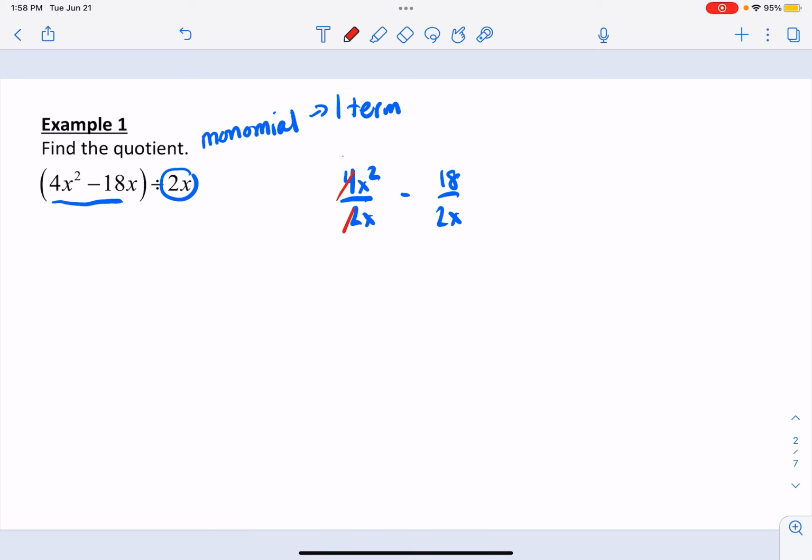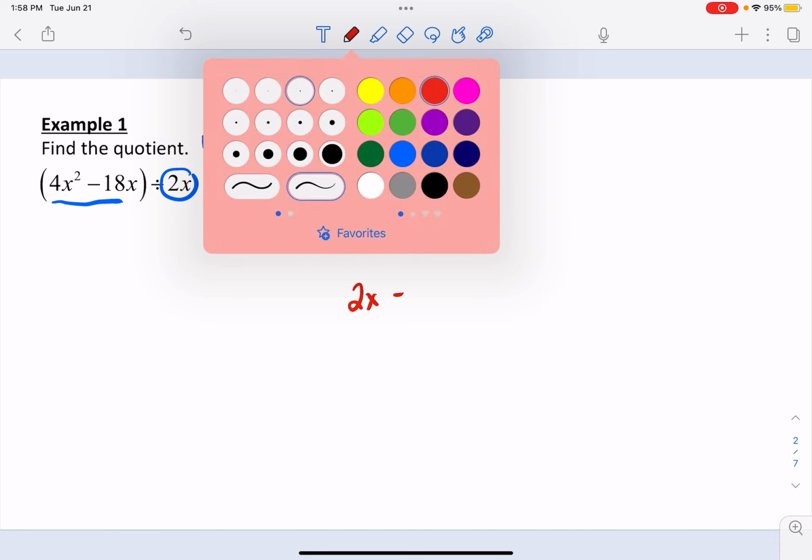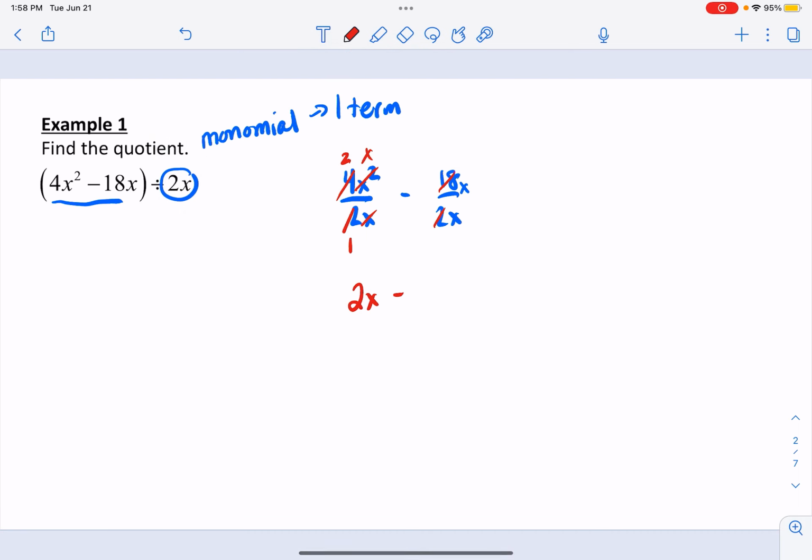4 and 2 cancel to be a 2 and a 1. The x and the x squared cancel to be an x, so I'm left with a 2x minus, I had an 18x here. This is an 18x. So 18 and 2 cancel to be a 1 and a 9. The x's cancel to be a 1 and a 1. So 2x minus 9. Well, you can also look at that like this.